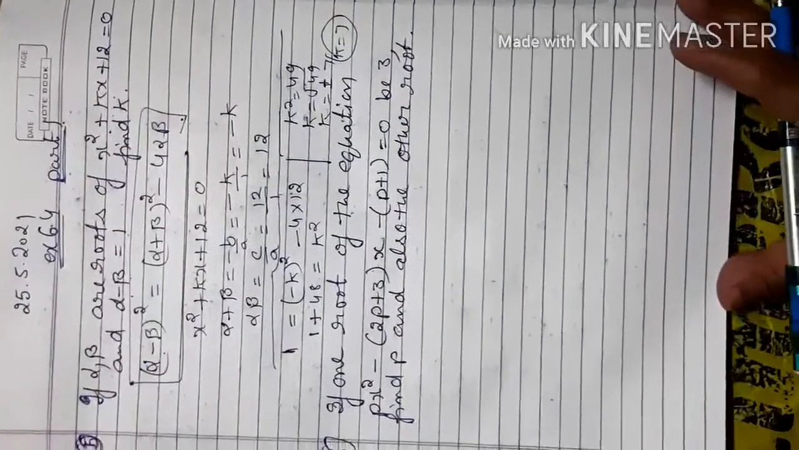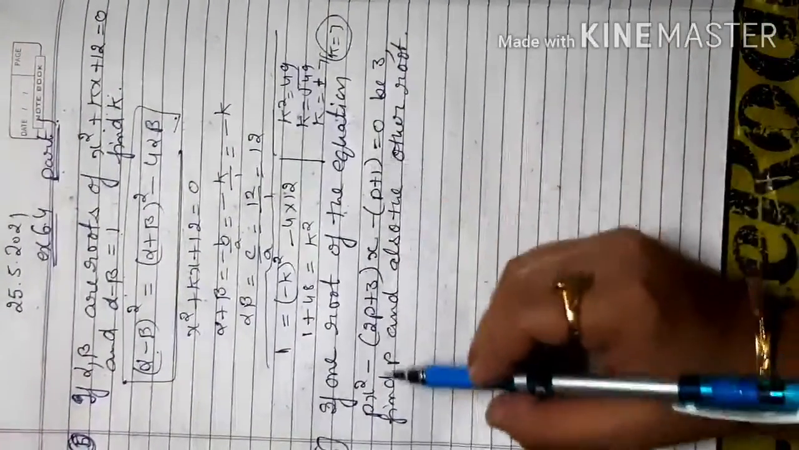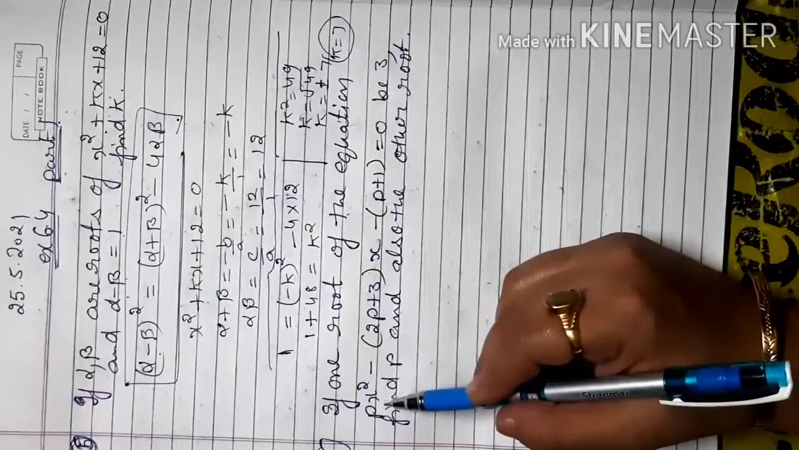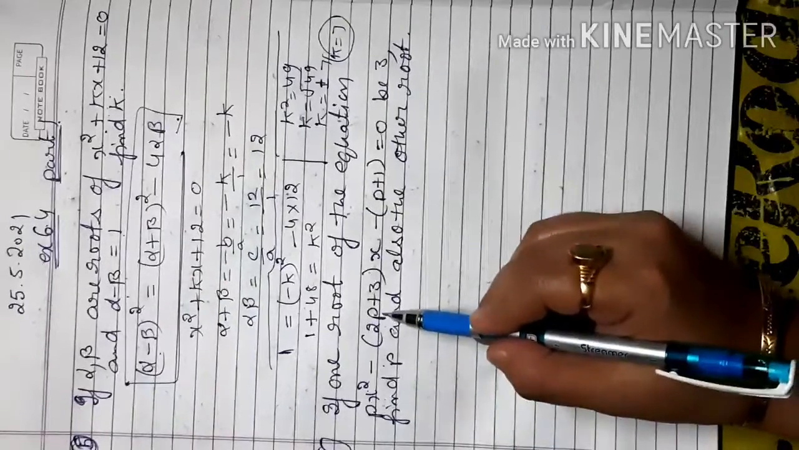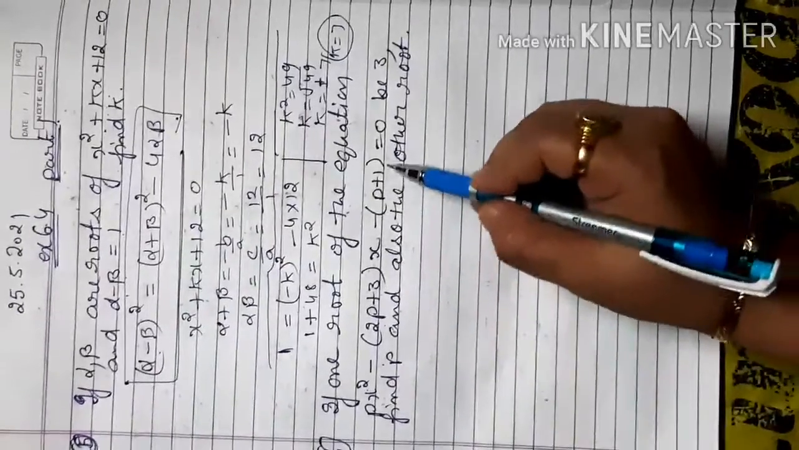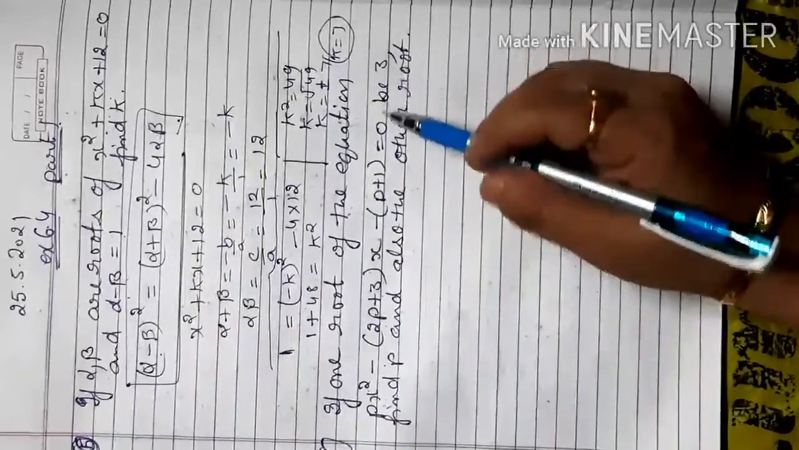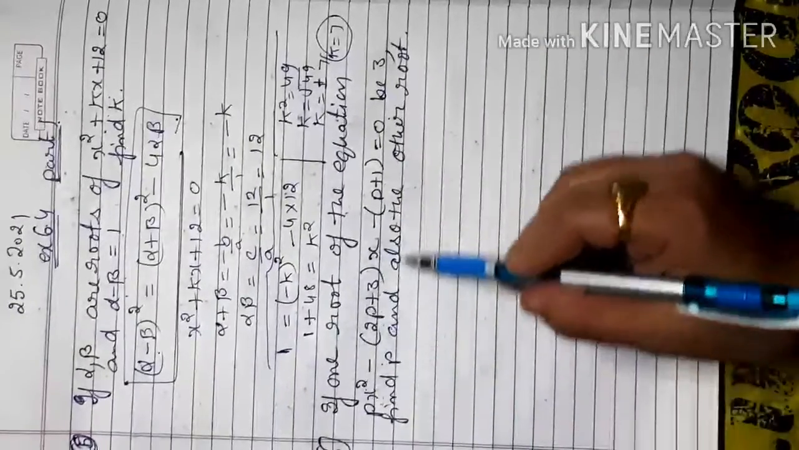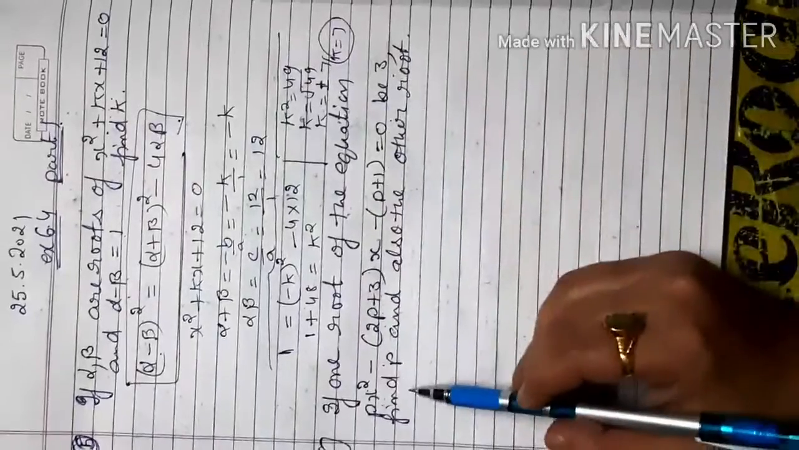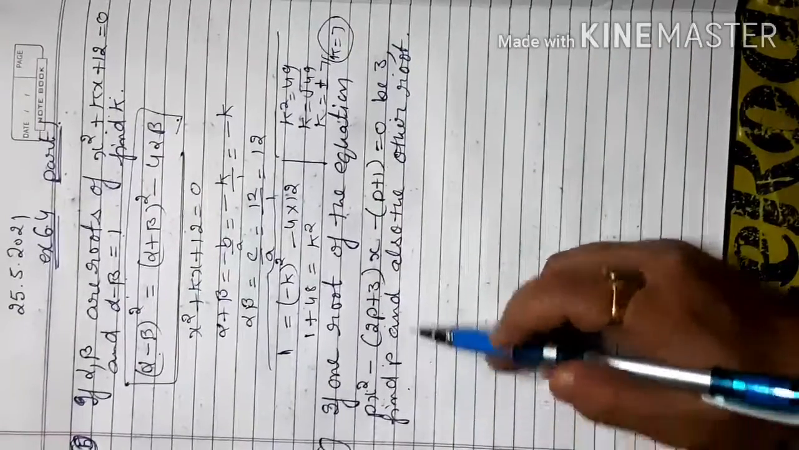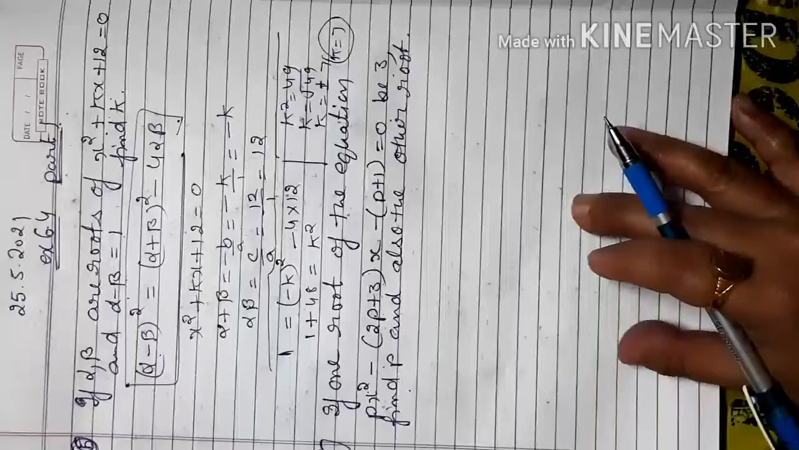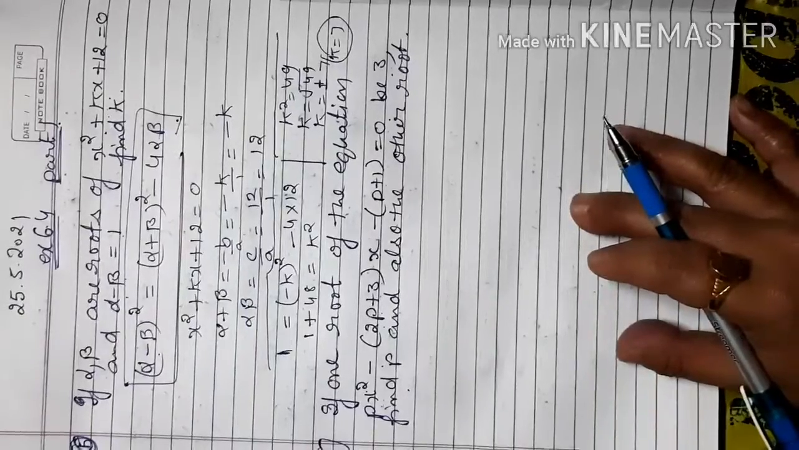Now my next question is, if one root of the equation, my equation is given as px² minus (2p plus 3)x plus p plus 1 is equal to 0. If one root of this equation is given to be 3, you have to first find the value of p, then you have to find also the other root of the equation.